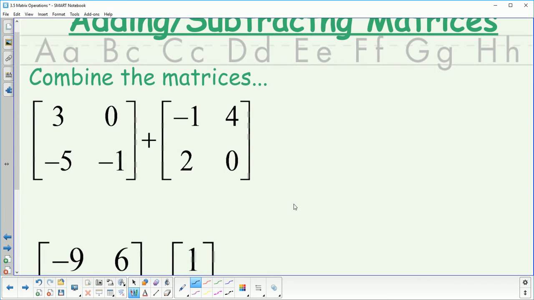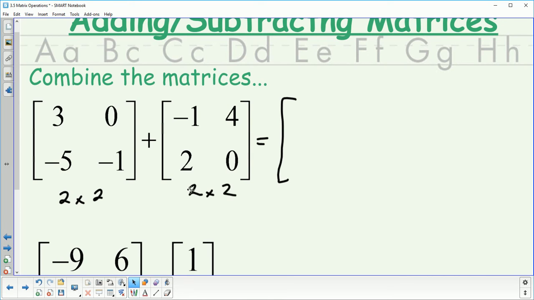Okay, a couple examples of that if we combine these matrices. So you see here we are adding, which means I'm going to create another 2 by 2 matrix. So you see this one is 2 by 2, meaning 2 rows by 2 columns, and this one is also a 2 by 2. So since our dimensions here are the same, we can combine them. So I'm going to say first row, first column 3 with the first row, first column of the other one, that's 3 plus negative 1 gives us 2. I say 0 plus 4 gives us 4. Negative 5 plus 2 gives us negative 3, and negative 1 plus 0 gives us a negative 1.